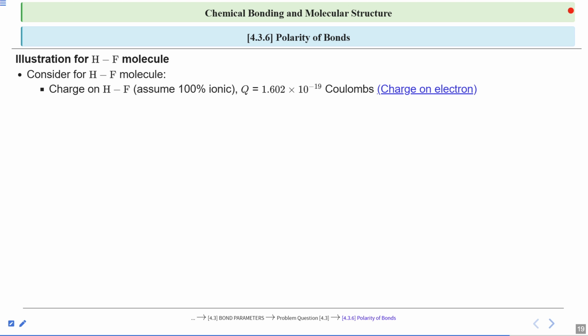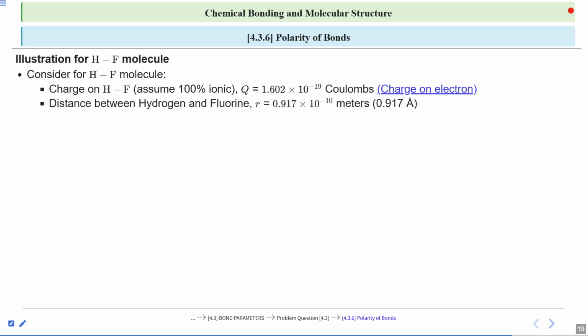How do you calculate it? Hydrogen is less electronegative, fluorine is more. So hydrogen will donate its electron onto the fluorine, right? So that will create a negative charge on fluorine. So what will be the charge? It will be 1.602 into 10 to the power minus 19. Okay.